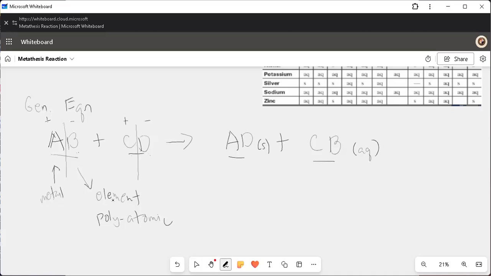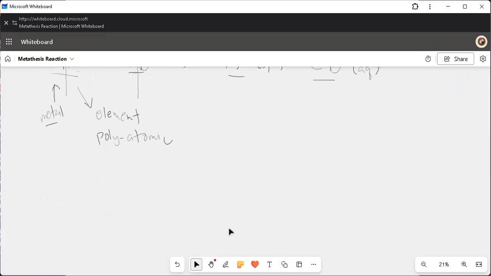By the way, there is an addition. If there is no metal in the compound, try to check if it has hydrogen. If hydrogen is one of the elements present in the compound, then that will take the positive side. So the positive side can either be a metal or a hydrogen.